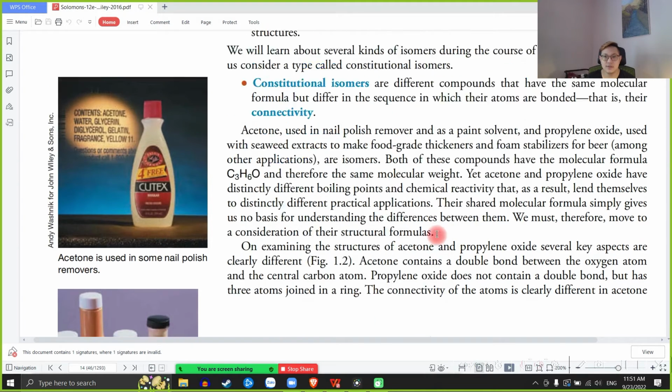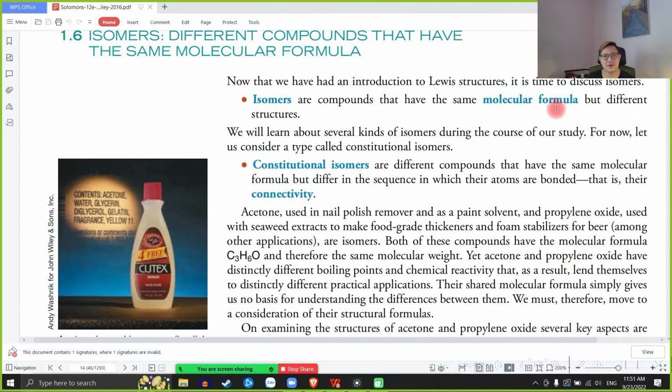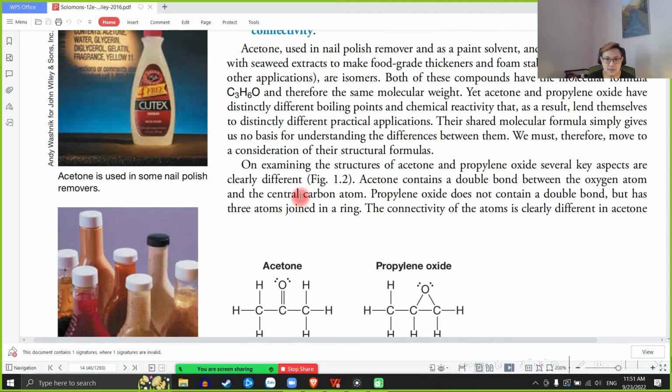Okay, so looking at the molecular formula, you can only look at the molecular weight, that's it. And how many atoms it has, but you have no information about how the atoms are bonded together and what their chemical and physical properties are. So a molecular formula like C3H6O gives you very limited knowledge. So that's why we have to learn about constitutional isomers.